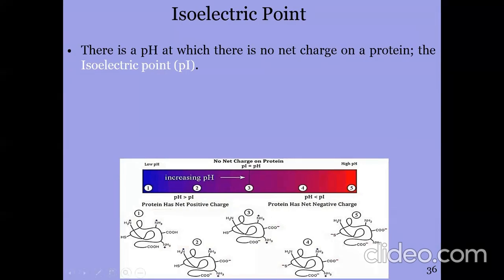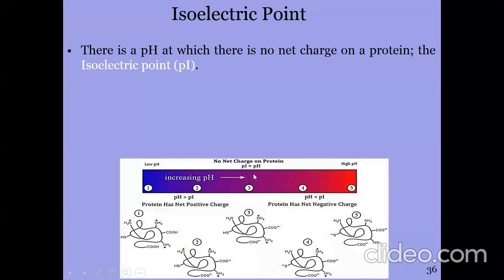Isoelectric point: there is a pH at which there is no net charge on a protein. The isoelectric point is that point. Like here you can see, this is the strip showing the pH from low to high, like 1, 2, 3, 4, and 5. Here in the middle, this is the PI, the isoelectric point, which is equal to the pH at which there is no net charge on the protein.